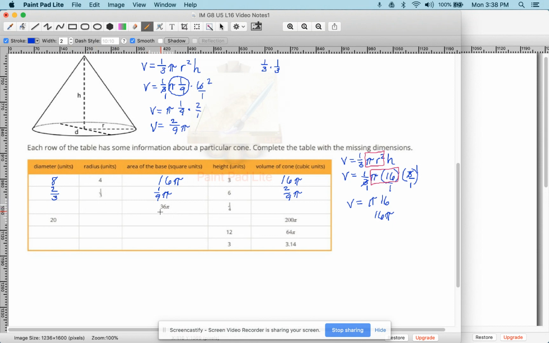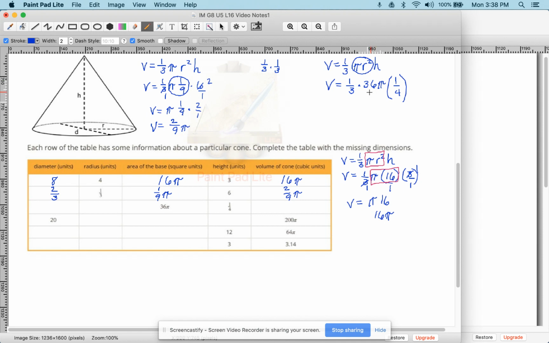Okay, I'm going to continue with this one. They gave us the area of the base and the height. So in my formula, I've got volume equals 1/3 pi r squared times height. The area of the base, again, is this pi r squared, so that's what I'm going to replace with 36 pi. So here it is. I've got volume equals 1/3 times, instead of pi r squared, 36 pi. And then they gave us the height of 1/4, times a height of 1/4.